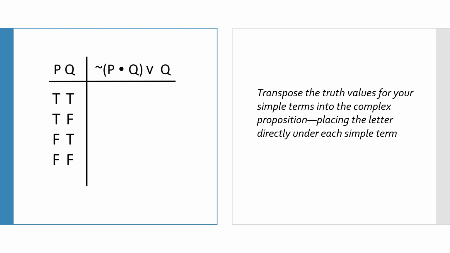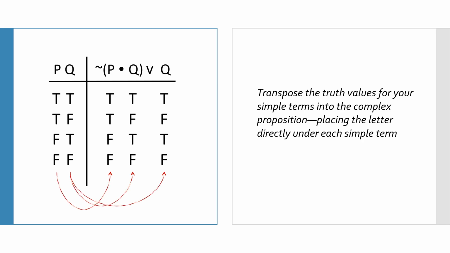Now the next step here is to simply transpose the truth values of those simple terms, P and Q, to the original statement directly underneath each of those letters. So notice that P, wherever you find it in the statement, is going to have two trues and then two falses in our 4 lines. Q will simply rotate, true, false, true, false. So go find in the original statement every single letter and simply transcribe underneath the truth values that you've assigned to these two different terms, P and Q.